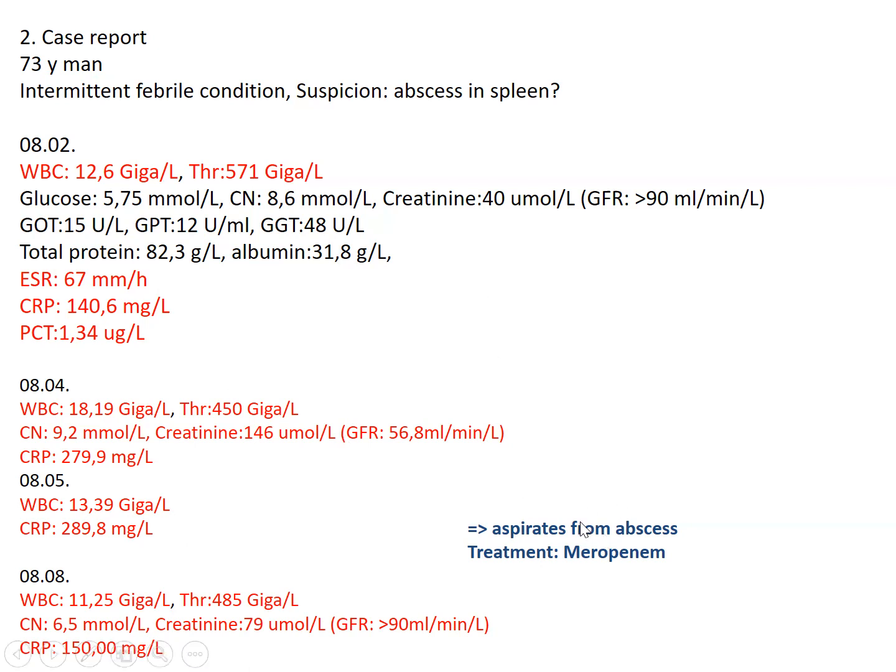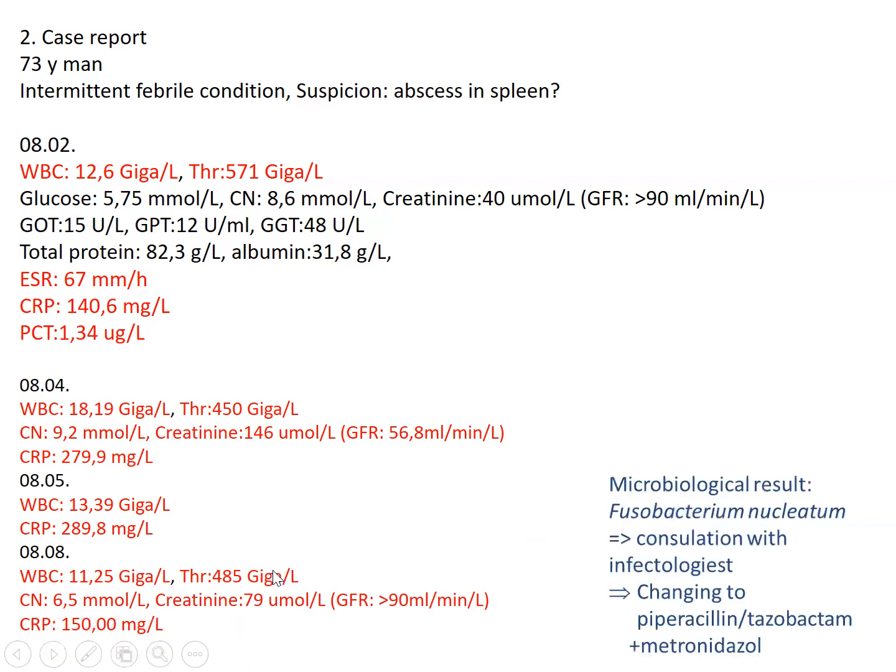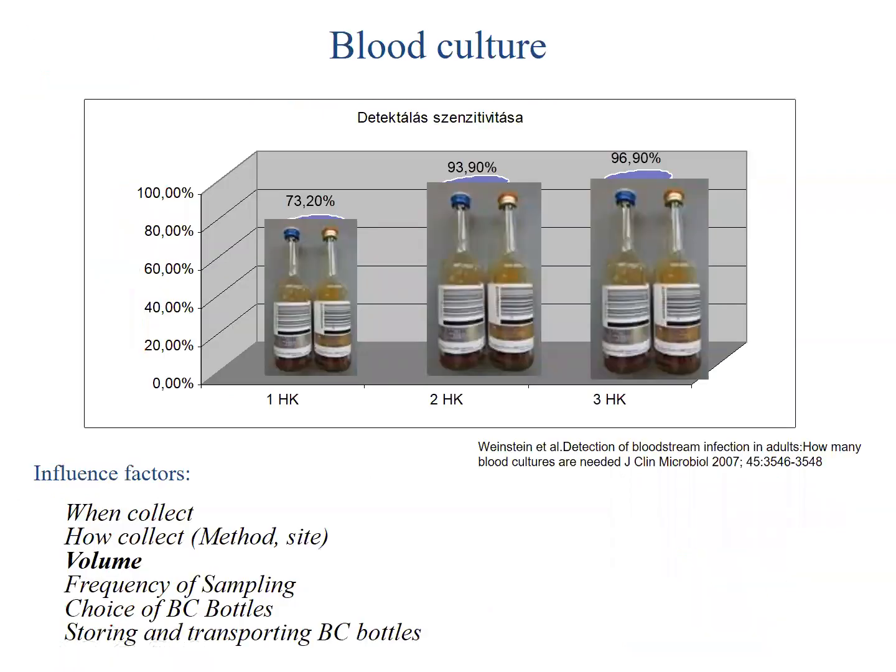And here the colleagues collect aspirates from this abscess and start treatment with meropenem. But unfortunately, the microbiological result was Fusobacterium nucleatum, and after consultation with the infectologist, the colleagues had to change to piperacillin tazobactam plus metronidazole. And after this step, here you can see the main difference. On the 8th day, the level of the CRP is just half of the previous. So after this step, we can be sure, yes, this is the optimal treatment for our patient.